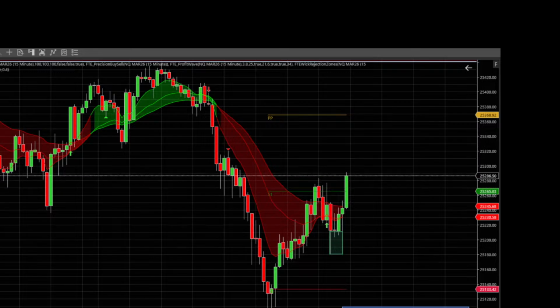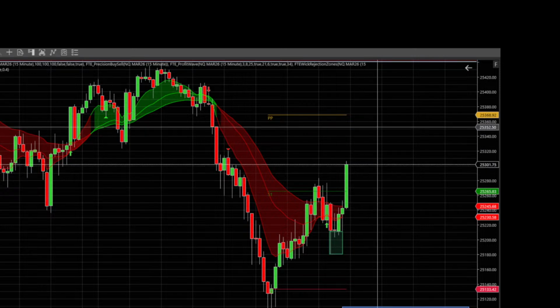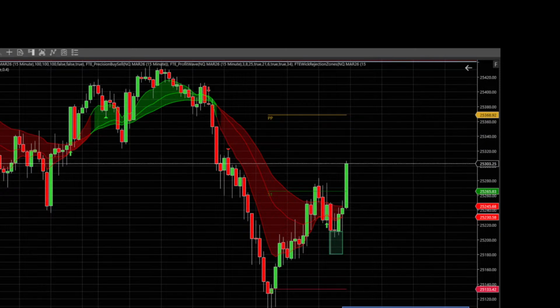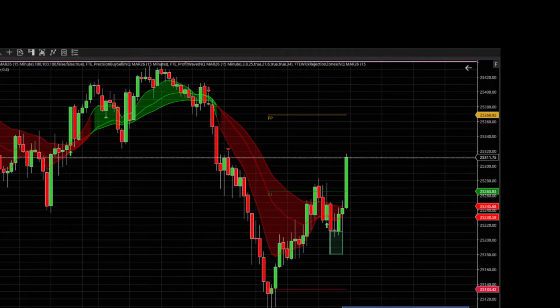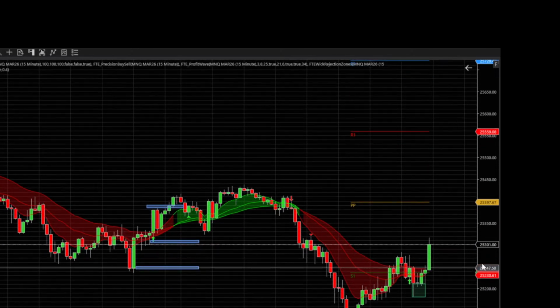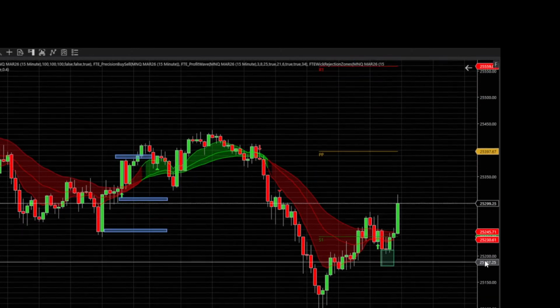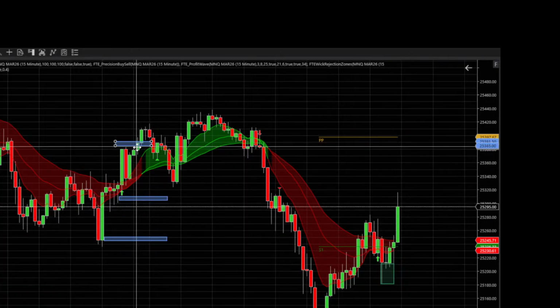They're already making a decent little drive here. Markets open, see what they do. This is NQ. I'm going to switch over to MNQ real quick, and then we can get a better picture here. Take these off the chart.